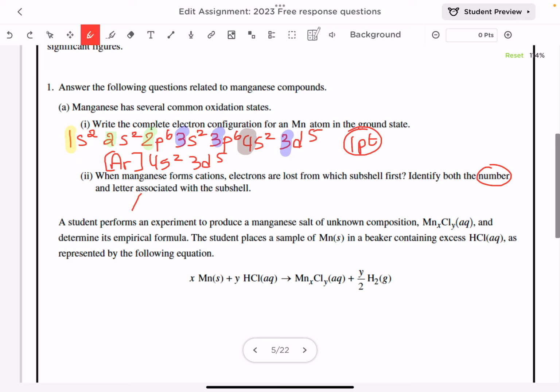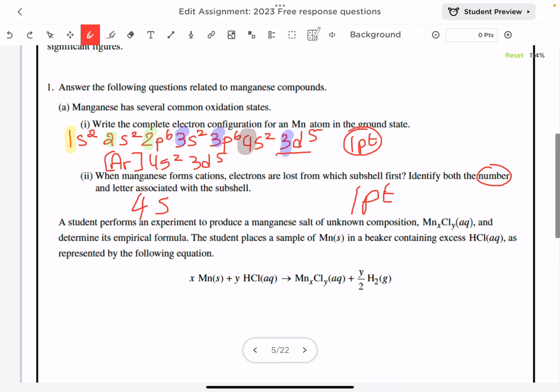and therefore the highest filled sublevel is the 4s and not the 3d, because the configuration ends with 3d5. Okay, so 4s is the answer. Now this one earns 1 full mark if 4 and s are both written. If anything is missing, it's a 0 point. There are no half marks in AP Chemistry.